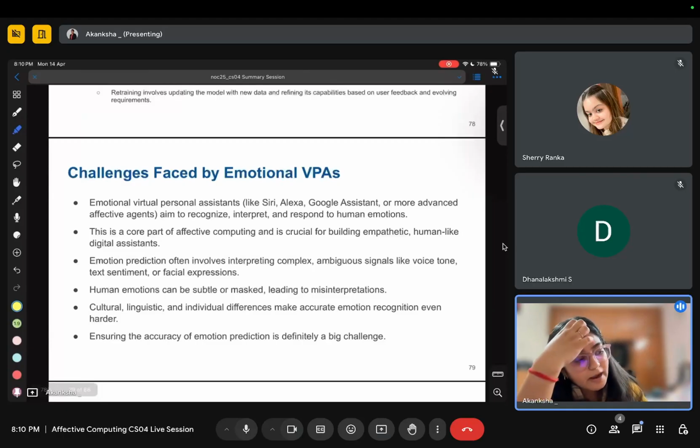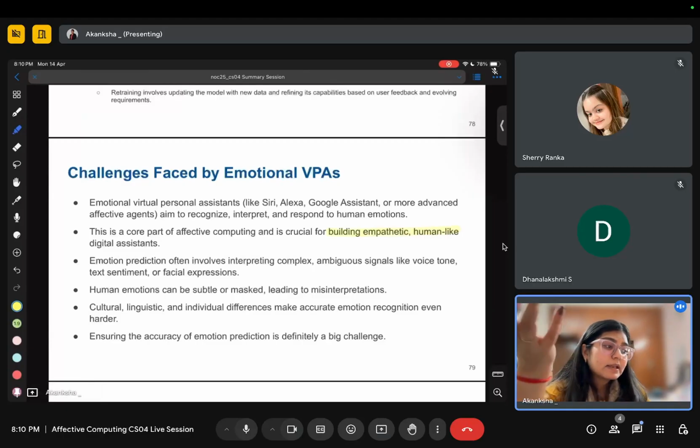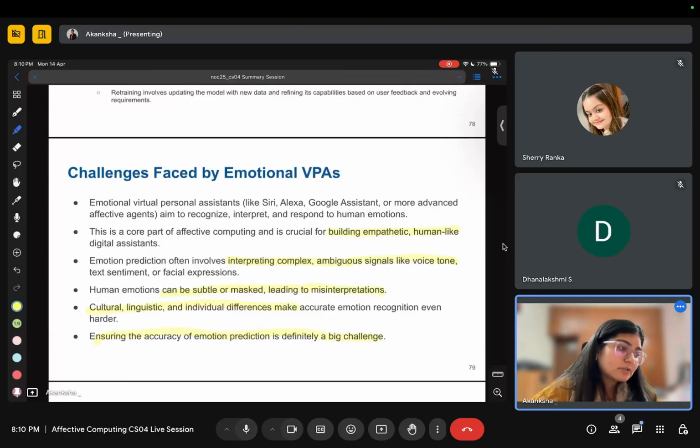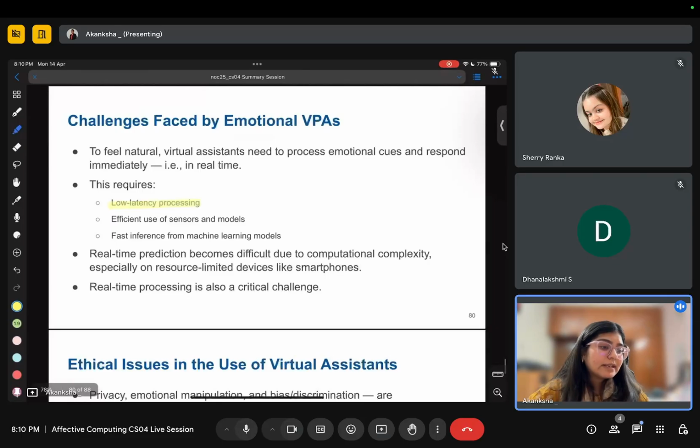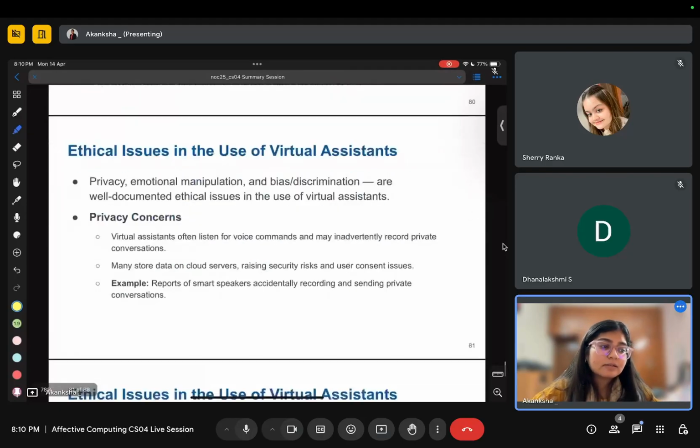The core part is building empathetic systems, so it involves interpreting complex ambiguous signals. Emotions are subtle, can be masked, misinterpretations can be there, cultural, linguistic, individual differences can be there. The accuracy is a big challenge. Also for real time systems low latency is needed, efficient sensor and model usage is needed, fast inference is needed. So real time processing is a challenge.